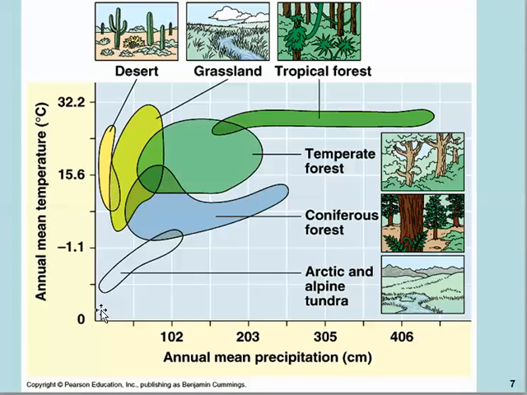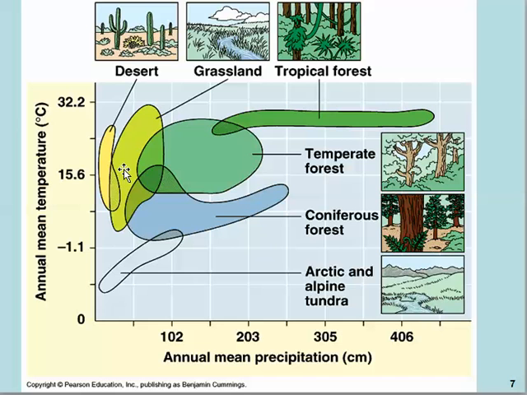So we can see that if we have a very low amount of precipitation and fairly high temperatures, we have a desert. That's where those two interact. If you get a little bit more precipitation and a wider variation in temperature, you have a grassland. Grassland is also called a prairie. It's what we have out west.